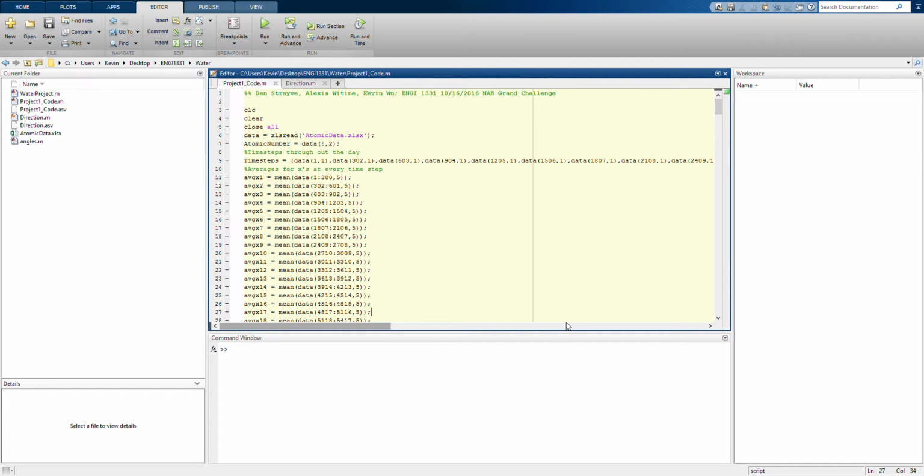Greetings, my name is Kevin Wu, and today I'll be going over the NAE Grand Challenge that my group and I chose. Well, we wanted information that was already given to us so that we could make whatever data they were providing as efficient as possible based off what they were trying to do. So we decided to go with the Clean Water Data Challenge.